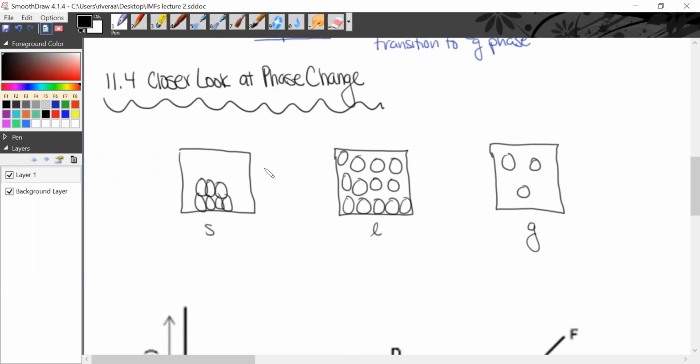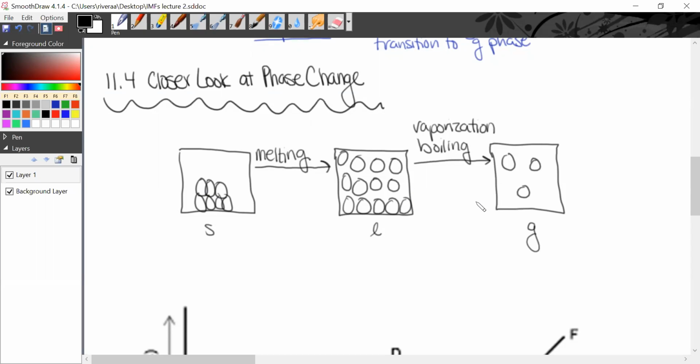So let's talk about what the names for these phase changes are. Solid to liquid, we already know. We know all of these. Melting. Liquid to gas, boiling, or vaporization. Not evaporating though, because that's just the surface.